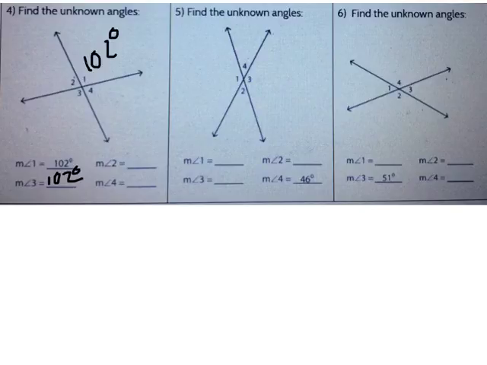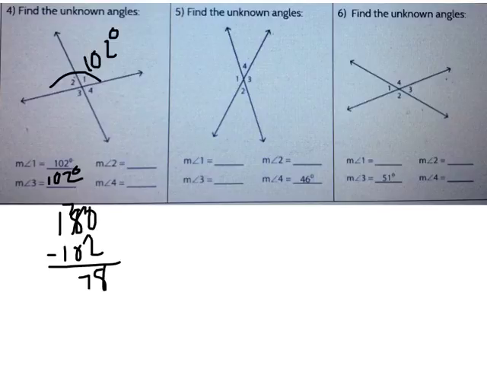Now solve for angle 2 and 4. I know that angle 1 and angle 2 are on a straight line, so I can subtract 180 minus 102 to find that angle. What's 180 minus 102? Well, 10 minus 2 is 8, and 7 minus 0 is 7. Angle 2 is 78 degrees. If angle 2 is 78 degrees, what's angle 4? Angle 4 is also 78 degrees because the two are vertical angles.